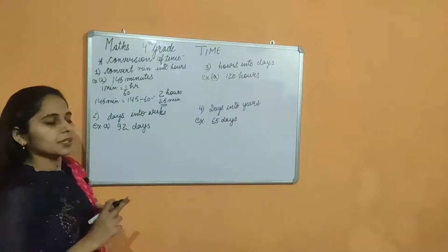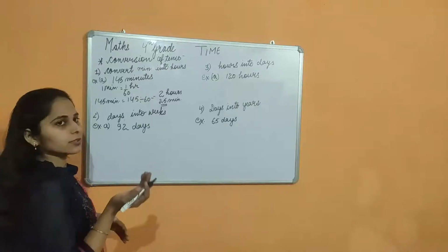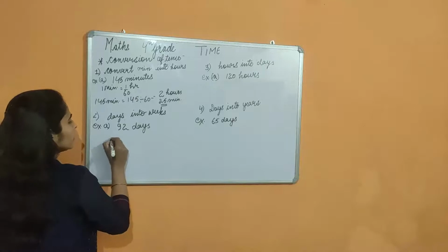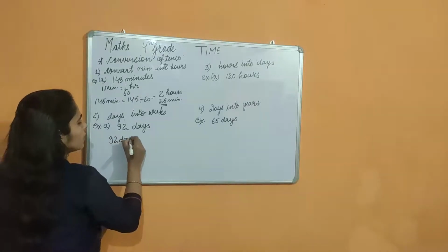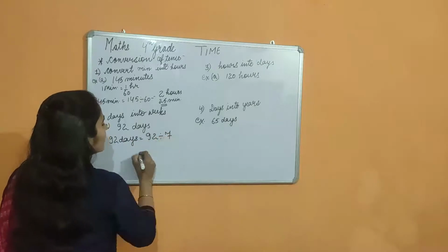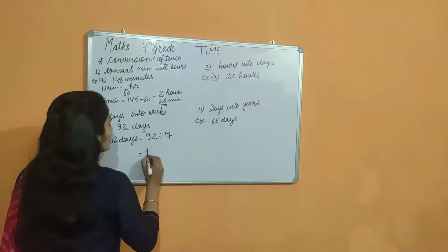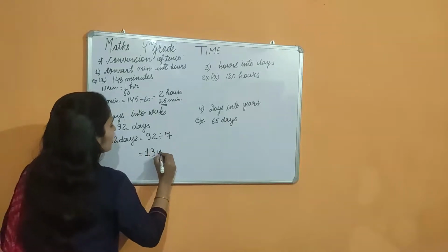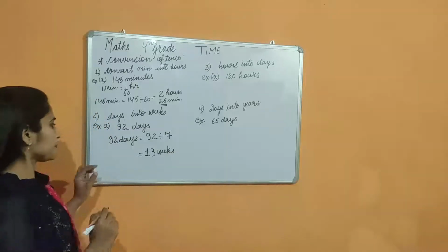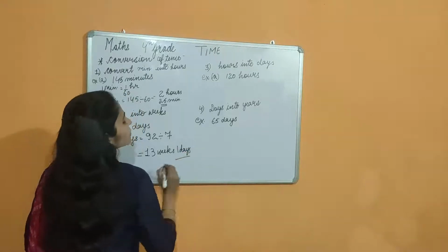Now days into weeks. As we know, 1 week is equal to 7 days, so 1 day is equal to 1 by 7th of a week. So 92 days will equal how many weeks? 92 divided by 7. When we divide 92 by 7, what will be the quotient, students? 13. So this 13 will be weeks, and what will be the remainder, students? 1. So 1 will be the remainder, in days.